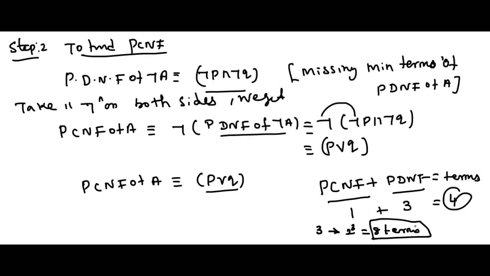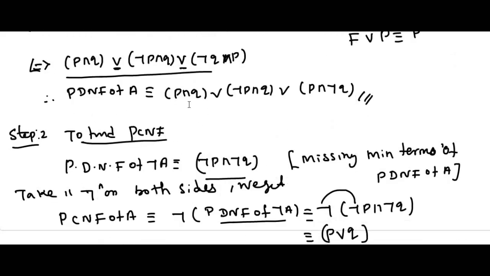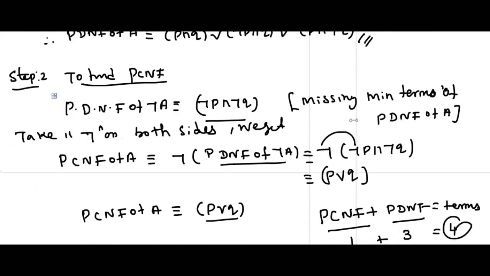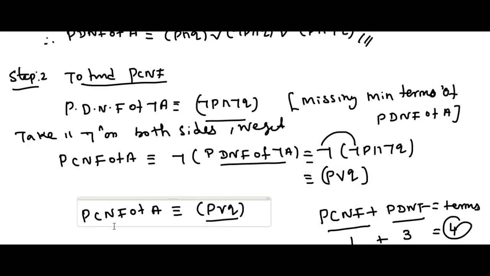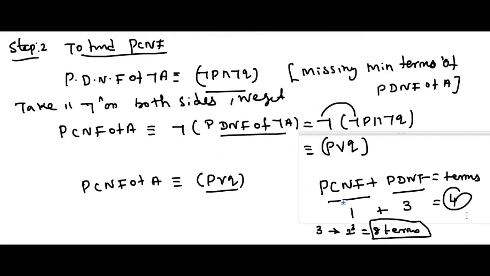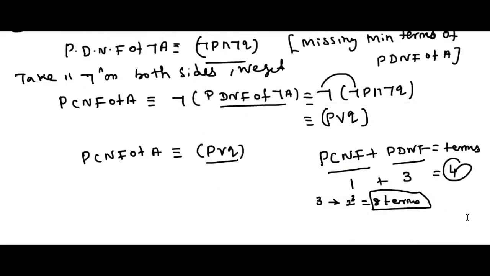So 2 power 2 equals 4 terms, which means 4 min terms and 4 max terms. Out of 4 min terms, our PDNF answer has only 3 min terms, the sum of min terms. So the remaining 1 is the max term we need. If we add the PCNF and PDNF, we get a total of 4 terms only. This is the way we need to prove the PDNF and PCNF answers.